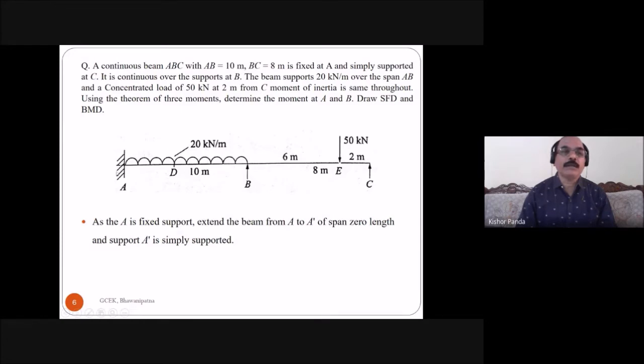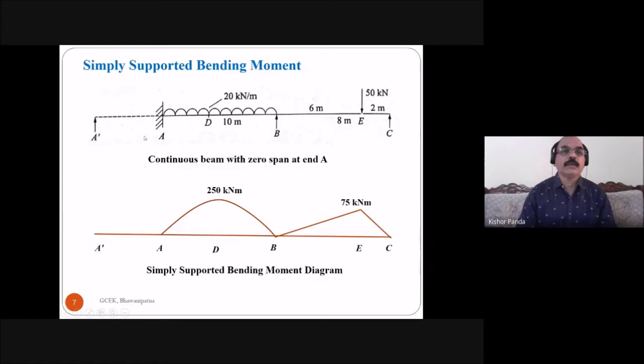Already I have explained this. You have to introduce one zero span at A and take A dash as the support, which is simply supported, and the length of the span is 0. So this is the beam. Here the moment is 0 due to the simply supported end, and here also the moment is 0 due to the simply supported end. So the only unknowns are MA and MB.